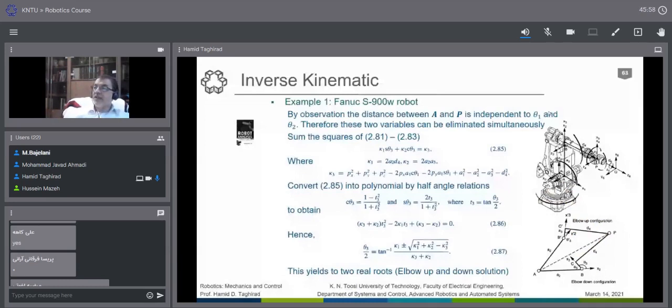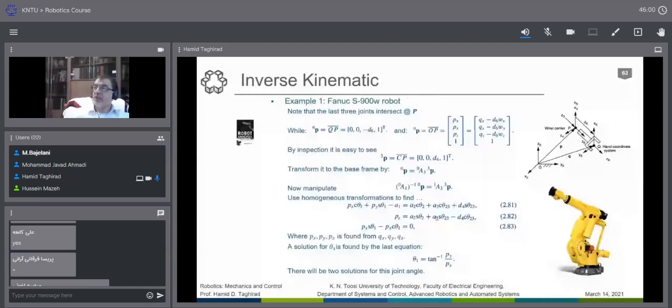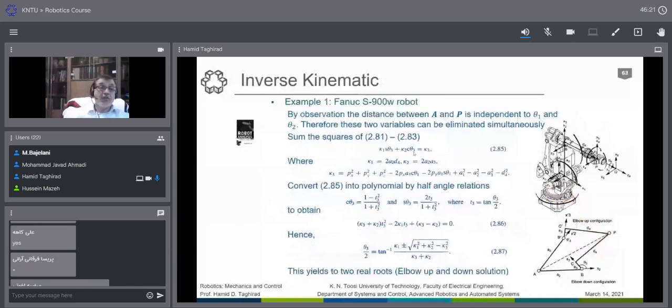On the right-hand side, by summing up and squaring, theta 2 is eliminated, and we have an equation in terms of only theta 3, with coefficients which we call kappa 1 sine of theta 3, kappa 2 cosine of theta 3 is equal to kappa 3. Of course, kappa 1, kappa 2, kappa 3 are long expressions, but all of them are known. Kappa 1 is this, kappa 2 is this, and kappa 3 is a very, very long equation.